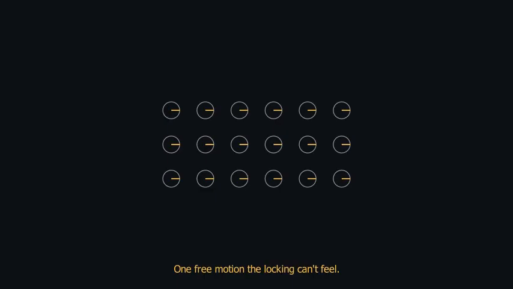Turn every hand of every clock by the same angle, all together, and not one spring stretches. That one motion is free, the loophole the locking cannot close. Hold on to it. It is about to become light.